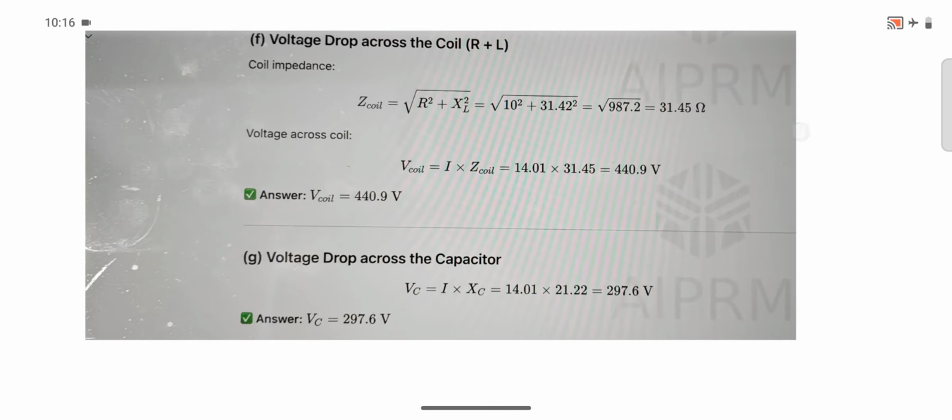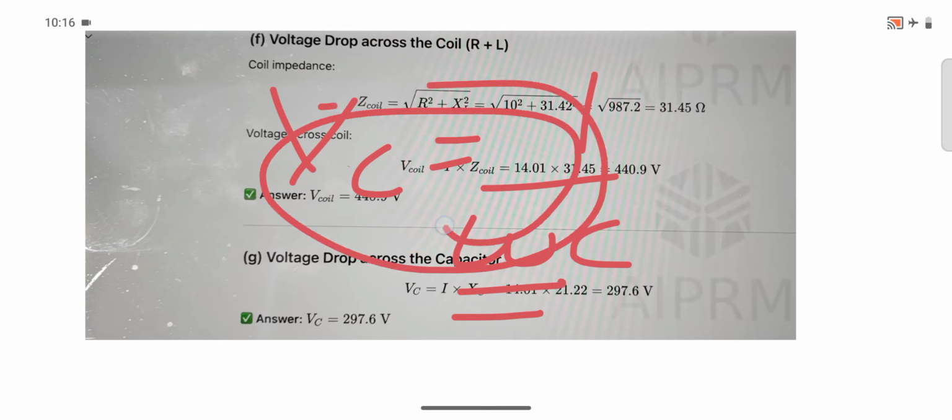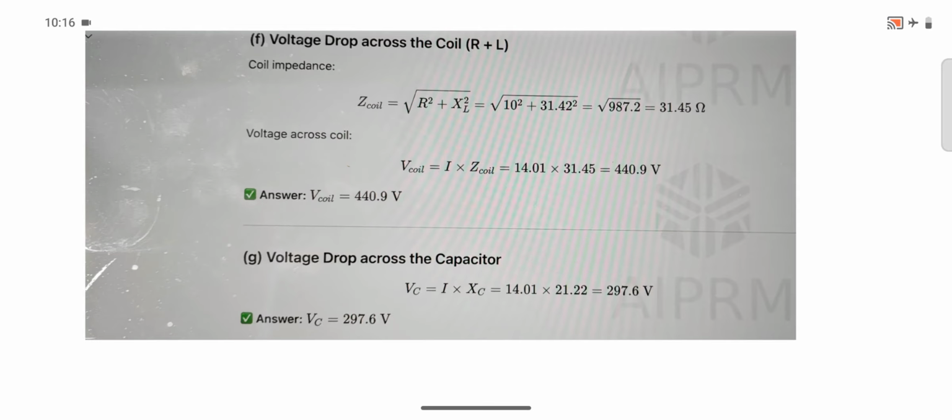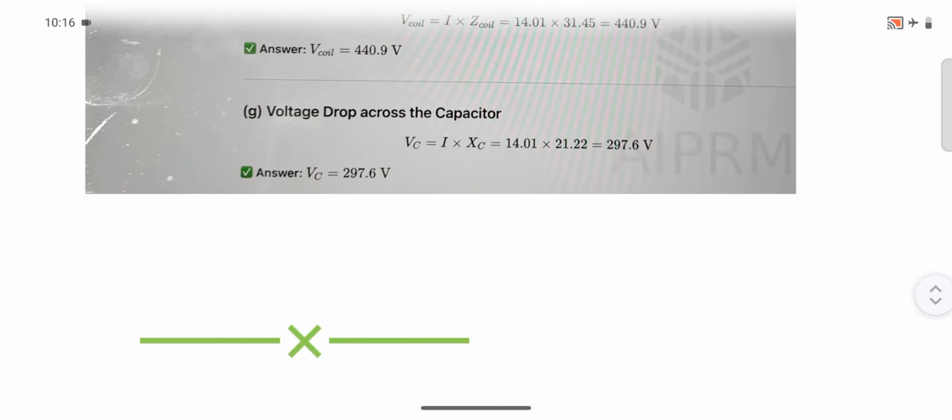If you have to calculate the voltage drop across the capacitor, we will know the reactance of the capacitor by using the formula XC equals 1 by omega C. Value of omega we already know. So XC we already calculated. Now voltage drop across the capacitor we also find by using this formula. All those values we already calculated. This question is very simple.